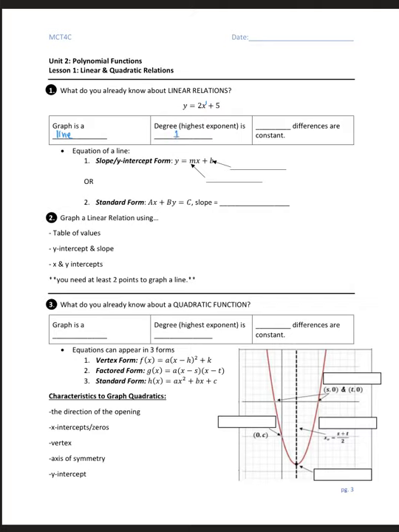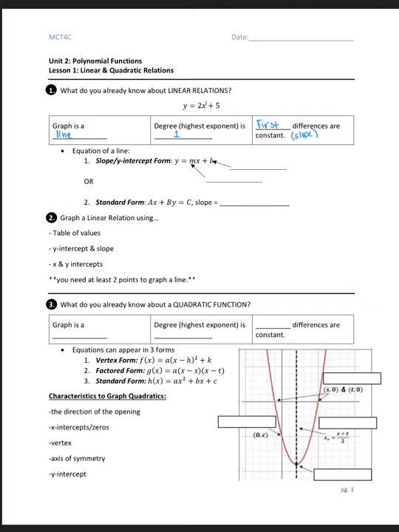And the first differences are constant. With linear relations, our first differences are constant, which tells us our slope. So when we compare consecutive y values, those are our first differences. Those are constant, which tells us our slope.